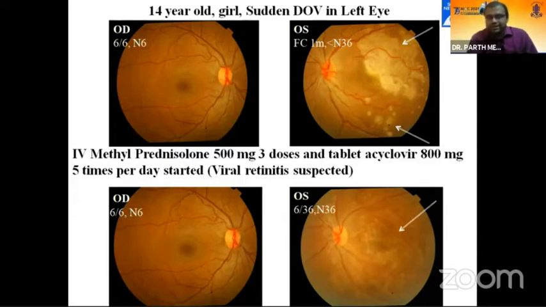Suspecting viral retinitis, an AC tap was done for herpes, CMV, and varicella, which eventually came out to be negative. And because the macula was involved, she was given an intravitreal foscarnet injection. IV methylprednisolone 500 mg, 3 doses, and tablet acyclovir were started. Following treatment, lesions in the left eye improved and visual acuity improved up to 6/36.